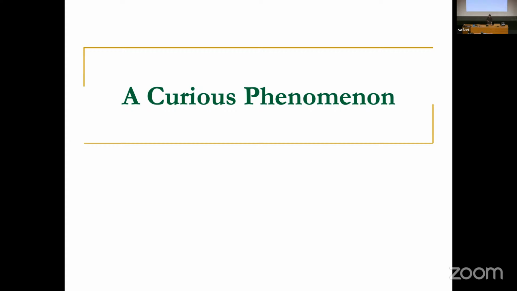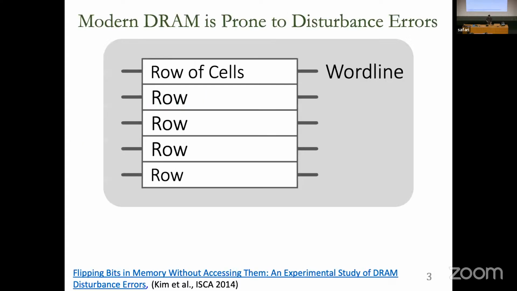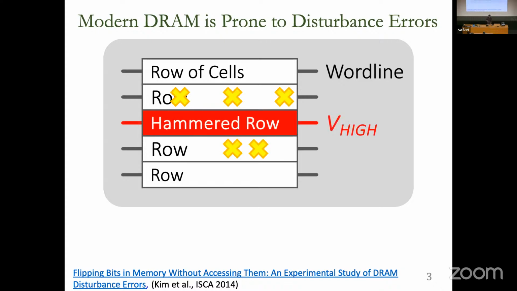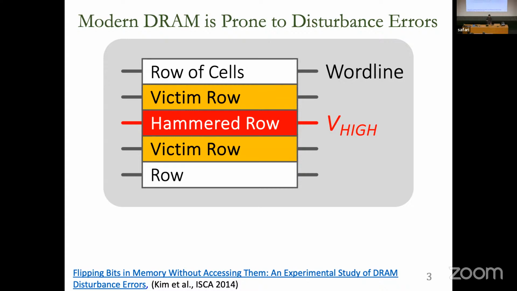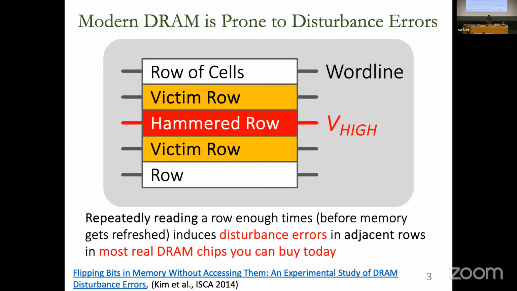So now we will look at another aspect of DRAM scaling related problems by starting with a very curious phenomenon. Modern DRAMs are prone to disturbance errors. For example, we have a DRAM array here. The DRAM cells are organized in rows. And if we repeatedly open and close one row, which we call the aggressor row, or in a more illustrative term, the hammered row, we will induce disturbance errors in nearby rows, which we call victim rows. And if these disturbance errors accumulate enough, then they will cause bitflips in nearby rows.